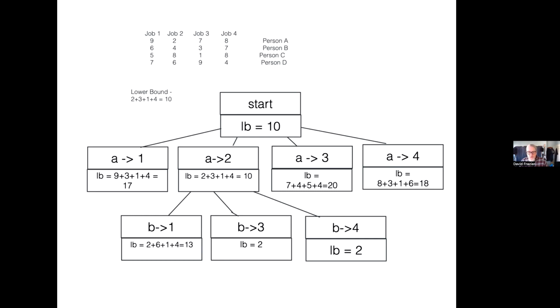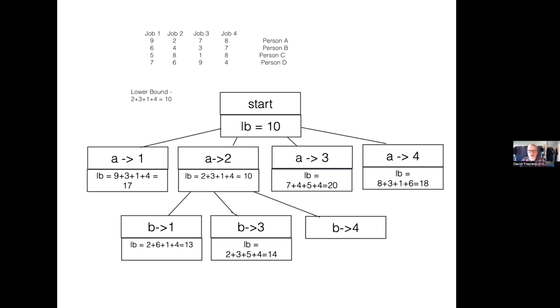So if person B takes job 3, that's the 2 plus job 3 for person B is a 3. And then we have the lower between jobs 1 and 4 for person C will be a 5 for job 1, and then plus a 4 there, which is going to be equal to 14.